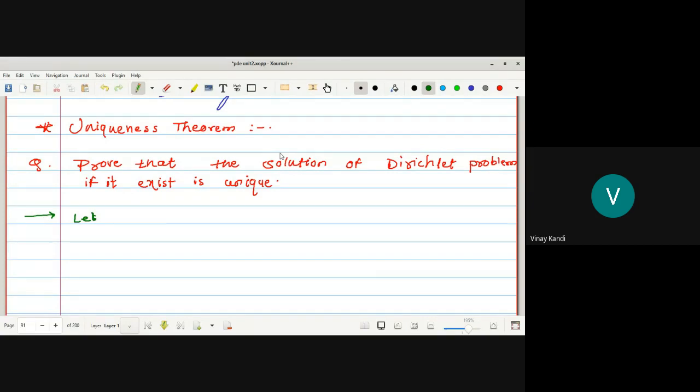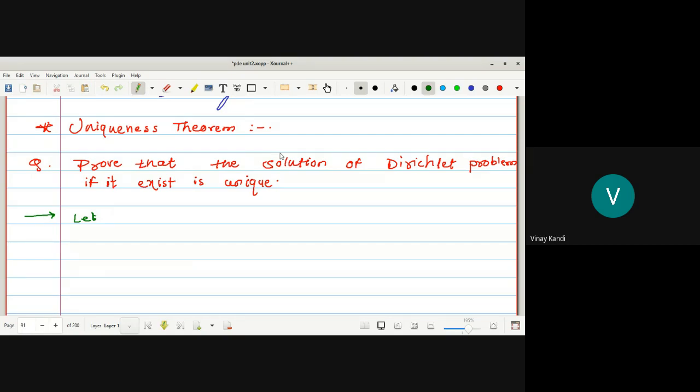If u1 and u2 are the two solutions of that problem, and we have to claim that u1 is equal to u2, here is the method. Either show u1 is equal to u2, or define v is equal to u1 minus u2, and if we show v is equal to 0, then u1 is equal to u2.